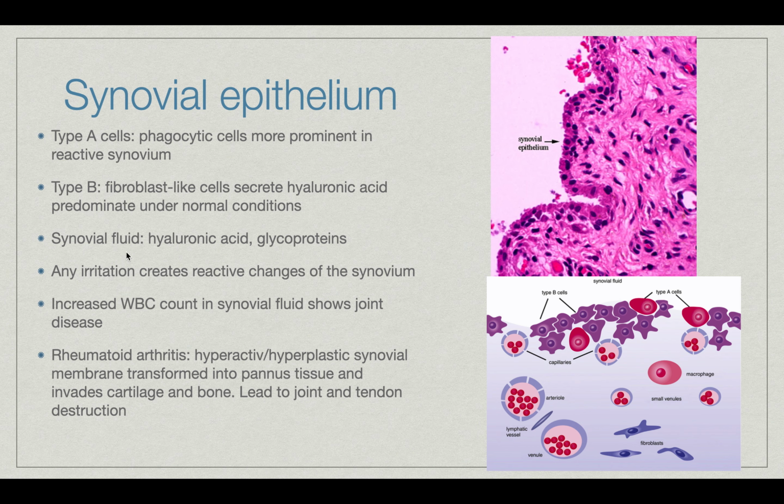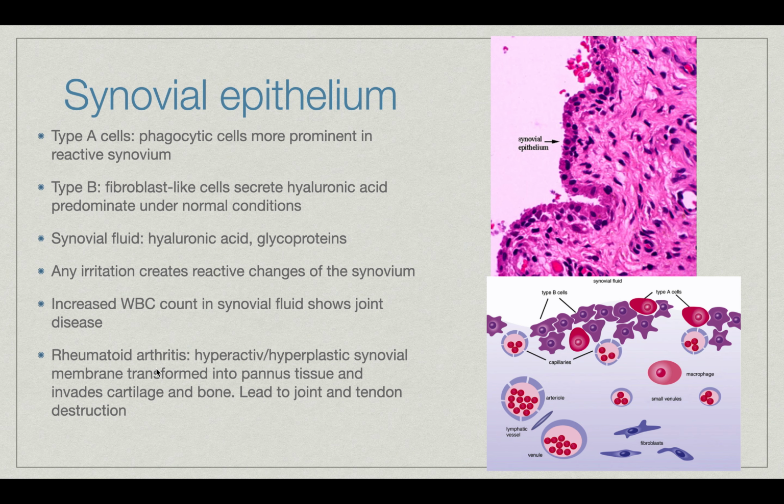The synovial epithelium has two different types of cells. Type A cells, which are phagocytic cells, are more prominent in the reactive synovium. And type B, which are fibroblast-like cells, secrete hyaluronic acid, and those predominate under normal conditions. Synovial fluid is made of hyaluronic acid along with glycoproteins. Any irritation will cause reactive changes in the synovium, and that will activate the type A cells. An increased amount of white blood cells in synovial fluid will show some form of joint disease.